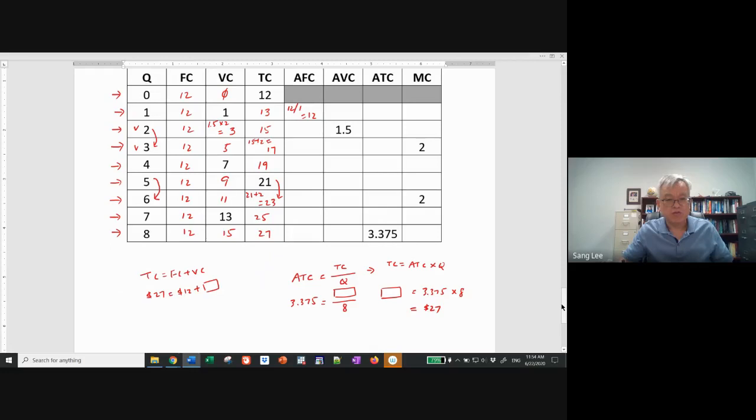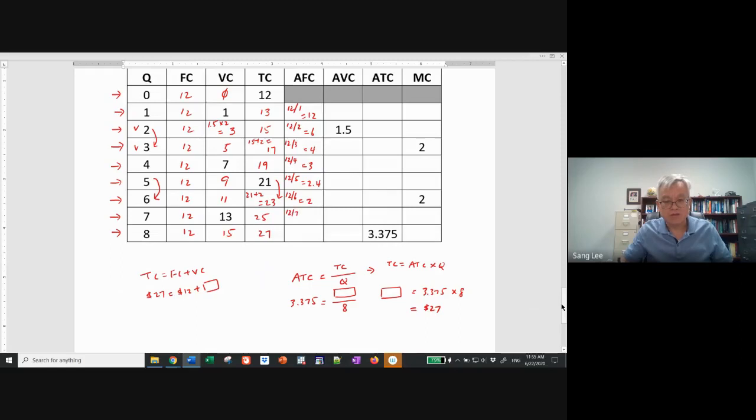Now, when you produce 2 units, then what? The same fixed cost, but 2 units this time, so it'll be 6. And average fixed cost when you produce 3 units is what? Fixed cost 12 divided by 3 is 4. And when you produce 4 units, average fixed cost drops to 3. And when you produce 5 units, it's 2.4. When you produce 6 units, it's 2.